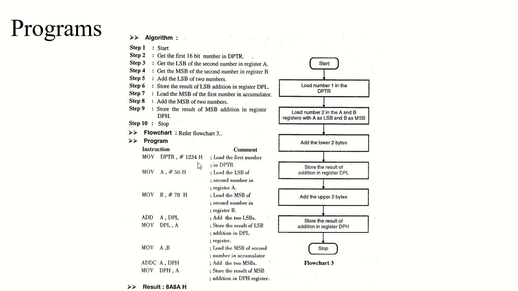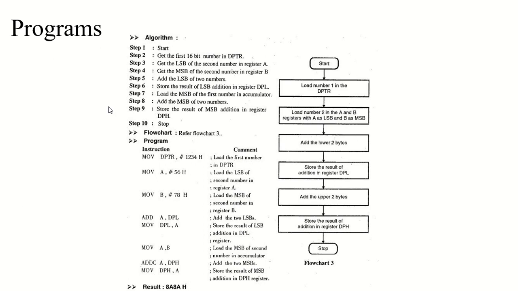For that, what are you doing exactly? 34 was the content of DPL, 56 is the content of MOV A. Now you have to add both of them. So we will be executing the instruction ADD A comma DPL, which will add the two LSBs. Now you have to store the result of this addition into DPL.